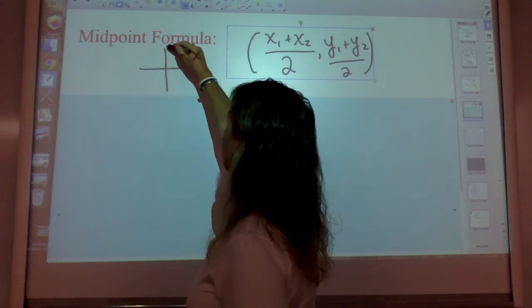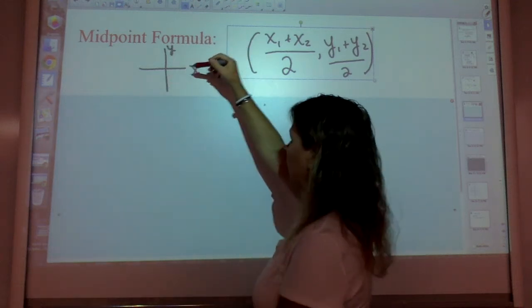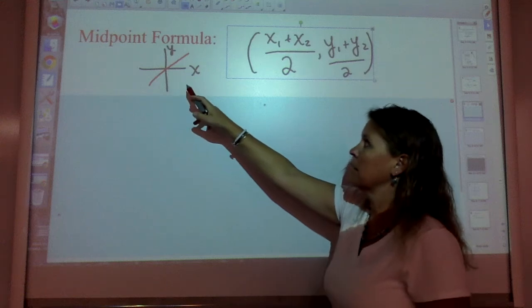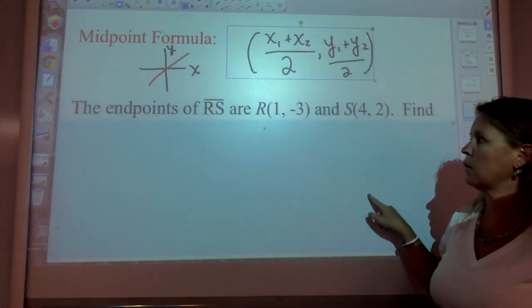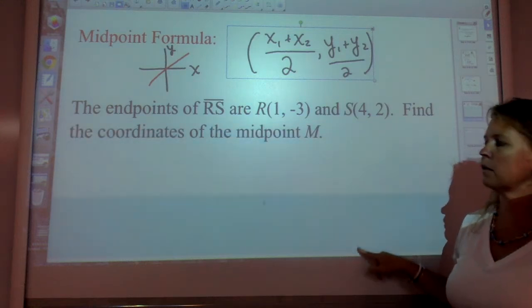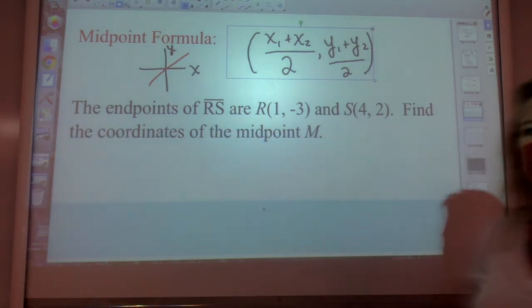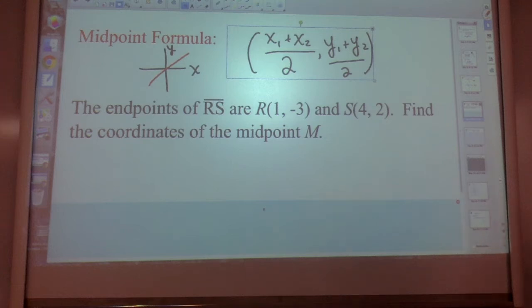If you have an XY axis and we're looking for a midpoint of a segment, now we have to use a midpoint formula because we've got to find halfway between the x's and halfway between the y's. We'll try it with this question. Go ahead and pause it if you need to. The endpoints of segment SR, or RS, are at point R (1, -3) and at point S (4, 2). Find the coordinates of the midpoint M. We're looking for the coordinates of M.